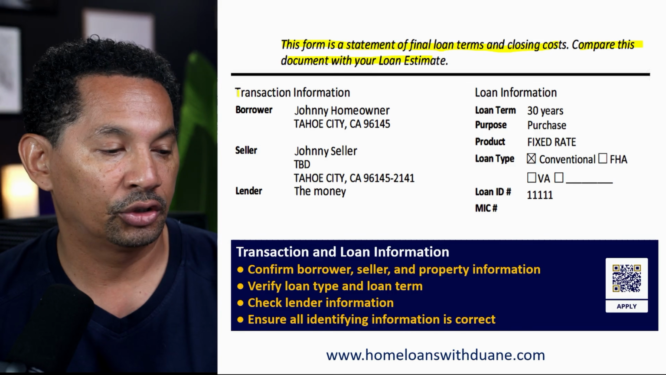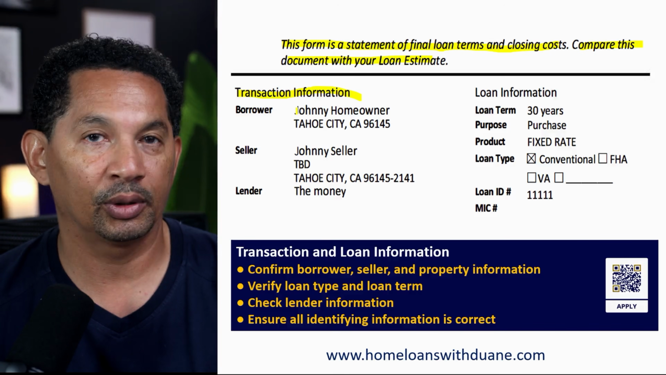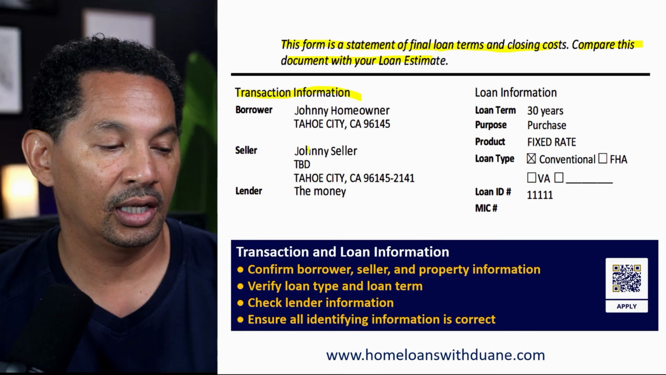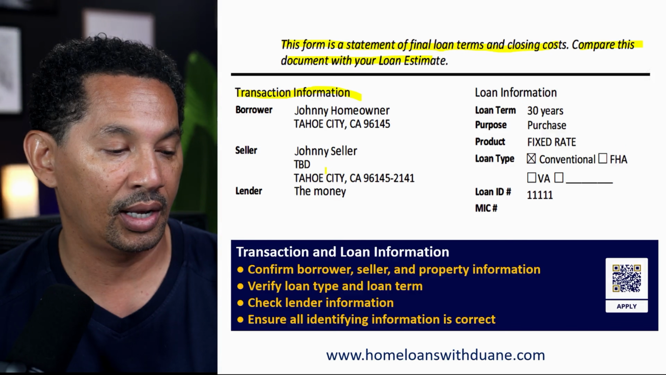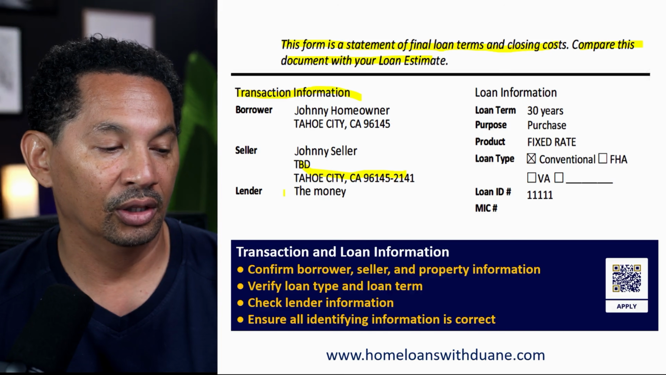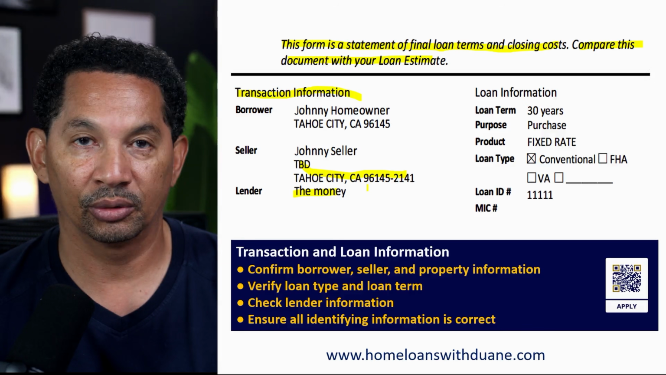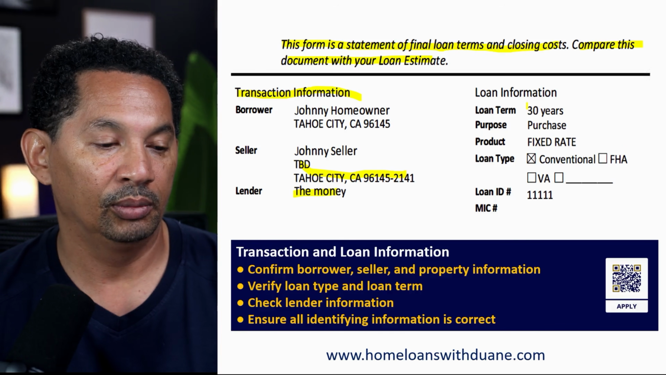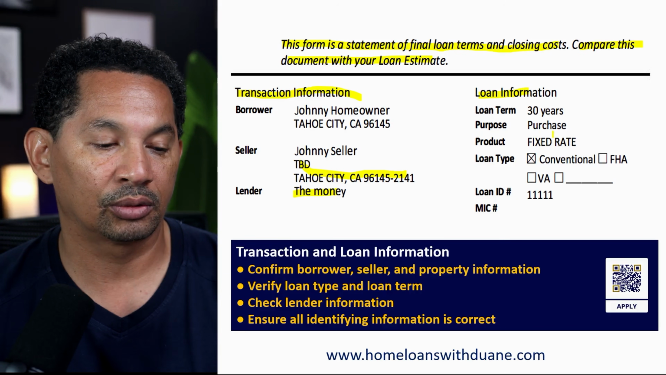So the transaction information, you can see the borrower's name, which would be the applicant, your name, the seller's name. This should match the purchase contract, whoever's name is on the purchase contract, as well as the property address here, and the lender, whoever the lender is that you are using to underwrite and close your loan. Then we have the loan information section. This is a 30-year loan. It's a purchase on a fixed rate.